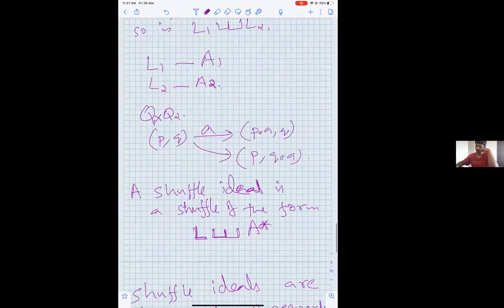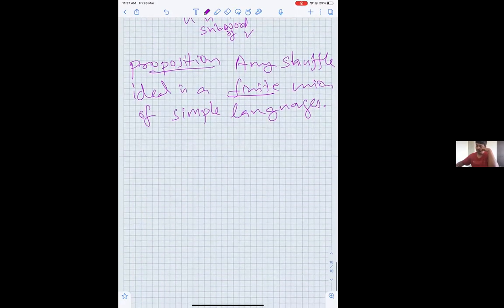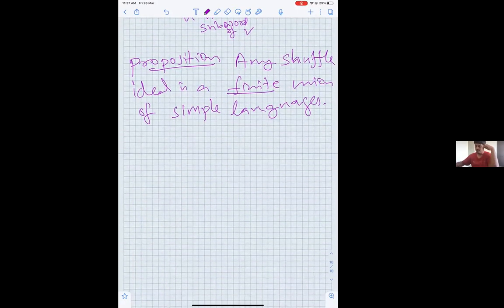If we make use of this proposition, let's not prove this proposition today. We will rest it for some time and then we'll take it. So if we take this proposition, I can say that Sigma 1 is actually equivalent to shuffle ideals or upward closed sets.